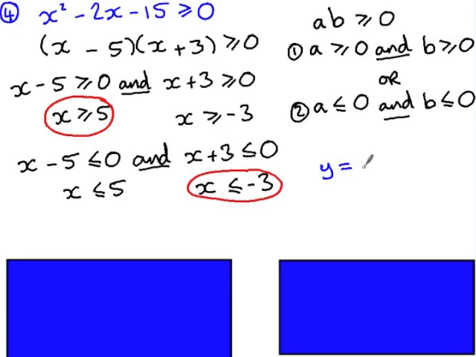The graph of y equals x squared take 2x take 15 is a parabola. It has a positive coefficient of x squared, and so it has a minimum turning point. It has roots at -3 and 5, and the values for which this function is greater than or equal to 0 are when x is less than or equal to -3 and when x is greater than or equal to 5.